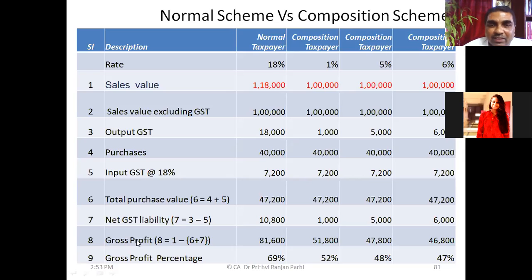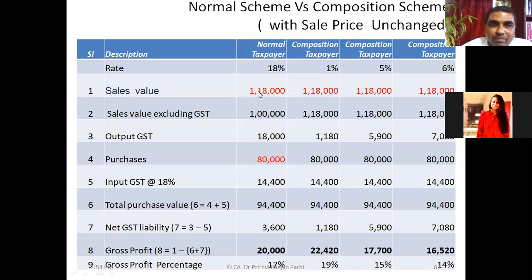In most cases, when goods are supplied, let's say traders supply goods, the sale price is the same, whether they are going for the composition scheme or not. Let us say some trader is selling the product at 100 rupees. Another trader is going for the composition scheme. Normally, you will find he is also selling at 100 rupees. Is it not? You are agreeing or not?